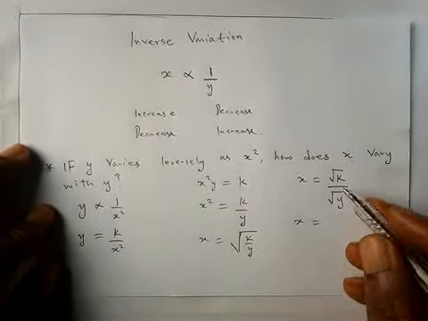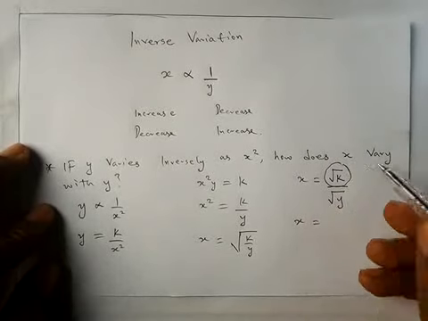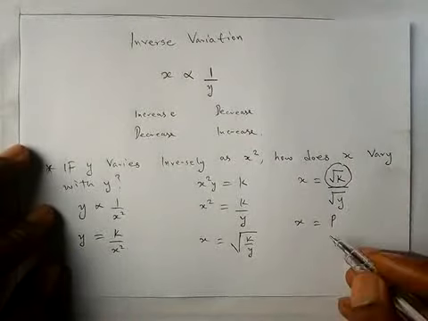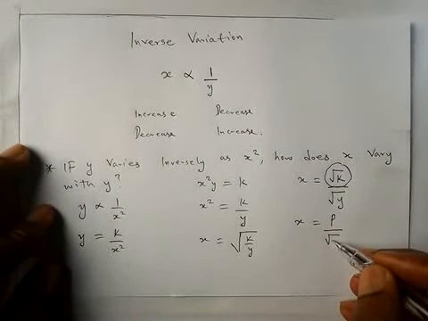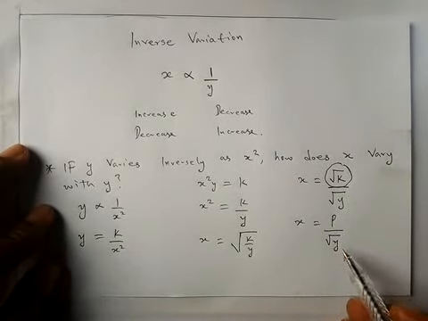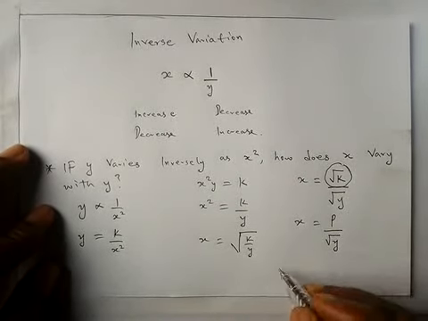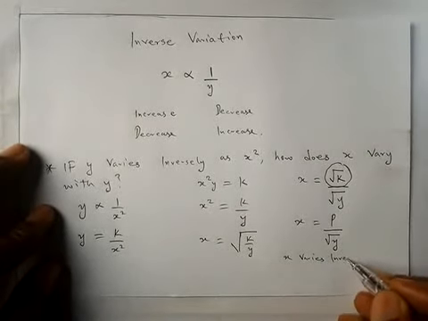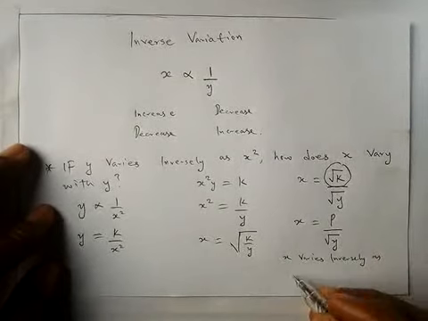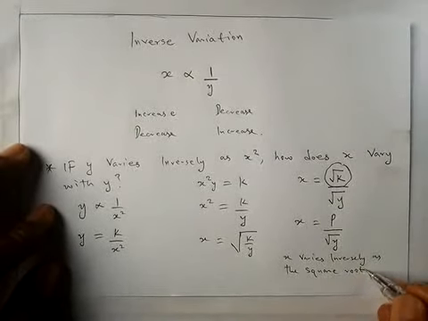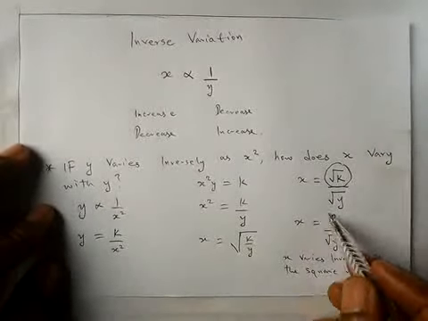So s is equal to, if you square root a constant, you still get a constant. So this is as good as a constant, which you can call p in this case, over root y. So s varies inversely as the square root of y. Okay, that's how s now relates to y.